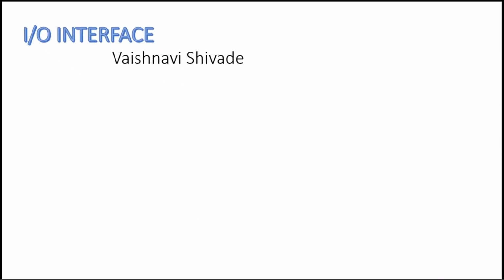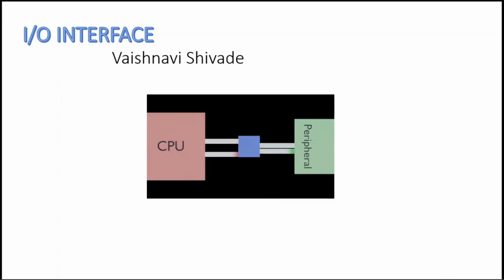Why is it required? For external devices to communicate with internal storage devices, we require some special kind of link. I/O devices basically provide a method for transferring information between internal storage and external I/O devices.